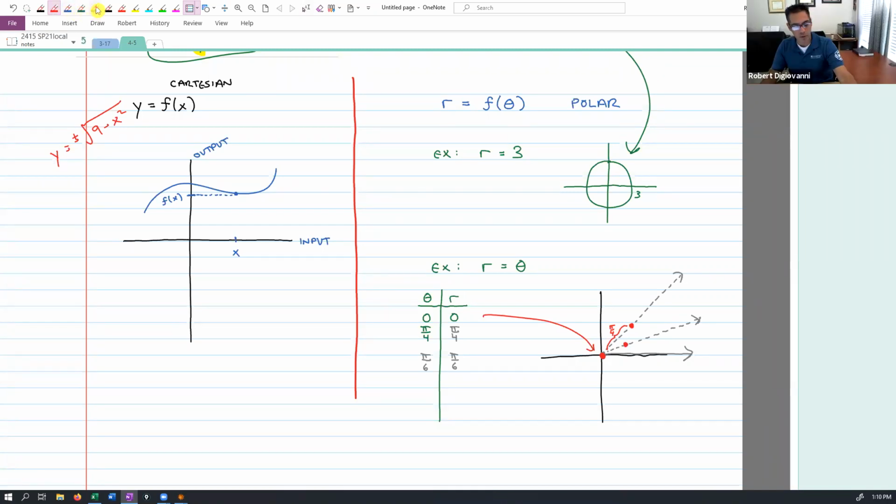So let me do one more. Let's say pi over 2. Now I'm facing straight up and I'm walking out pi divided by 2, which is 1.57. So now I've walked out to, here, let's say. So if you were to do all the possible thetas in here and all the possible r's that come out, you would start drawing this spiral that would just get bigger and bigger and bigger as you keep aiming at different angles. That all makes sense? Yeah. Okay, we'll do one more.